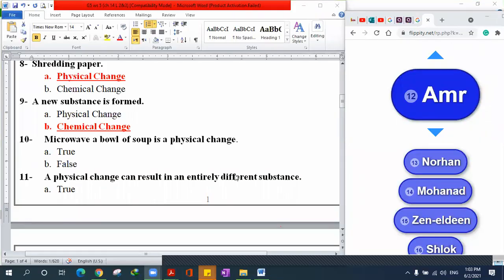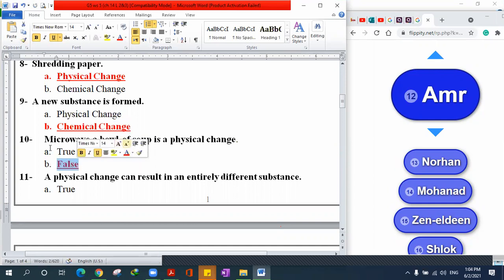So what's it going to be, guys? What does this mean? Microwave a bowl of soup. You're heating it. What do you think it's going to be? False. It's a chemical change. You're just going to cook the soup? Yes. Okay, guys, I think this sentence is a little bit confusing. Let me check it and I will tell you tomorrow if it's true or false, okay?